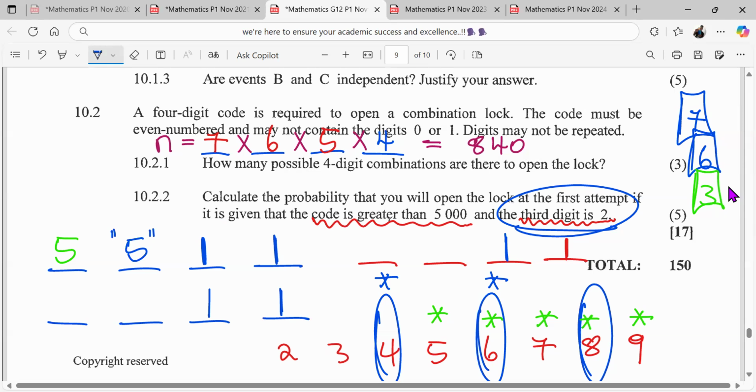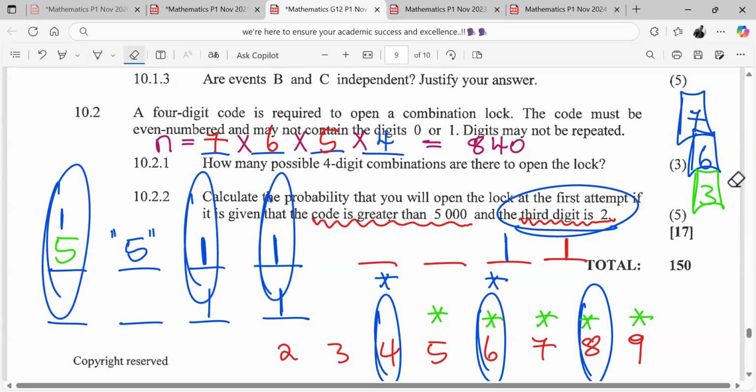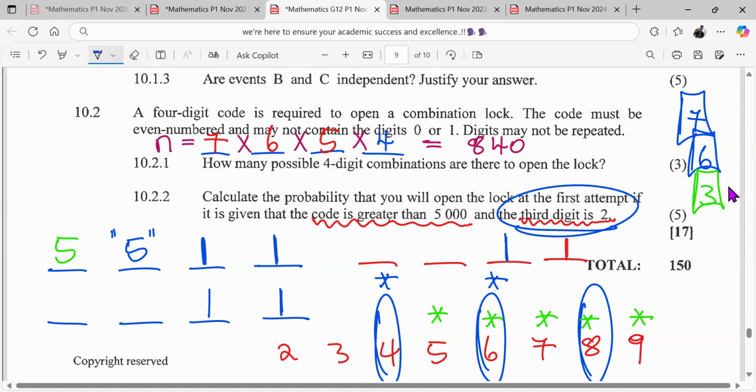But out of those 6 numbers, we need to make sure that the code is greater than 5,000. That means I can either use 5, 6, 7, 8, or 9, which is a total of 5 numbers. Now I have placed 1 number on the first position, which means that 3 numbers have been used up. And since I know there is no restriction on the third one, then this means that I can now use these ones as well. So 5 numbers I can choose from. That's the first possibility.